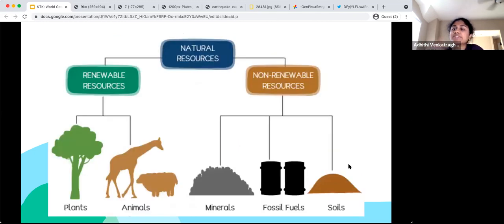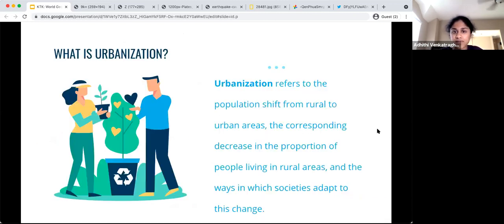Here is just a quick slide on resources. We know our natural resources are renewable resources and non-renewable resources. Just something you want to know, and I'm sure most of you already know this stuff. All right, urbanization. Before we get into urban geography, we want to learn what urbanization is. Urbanization is the population shift from rural to urban areas, with a corresponding decrease in the proportion of people living in rural areas and the ways in which societies adapt to this change.